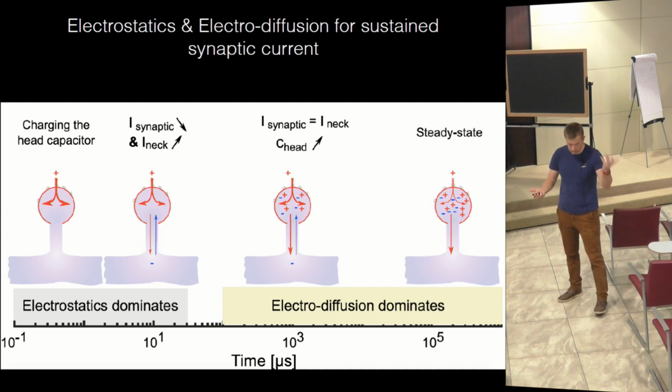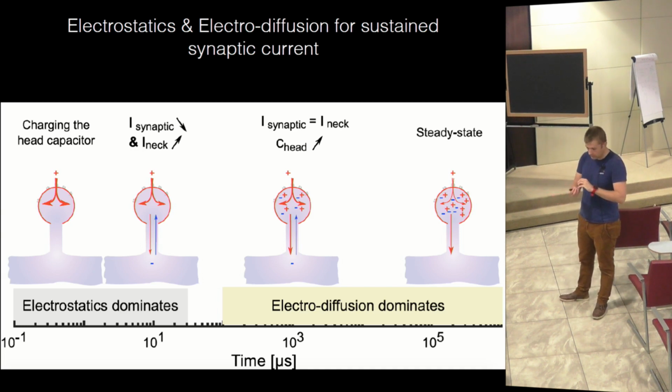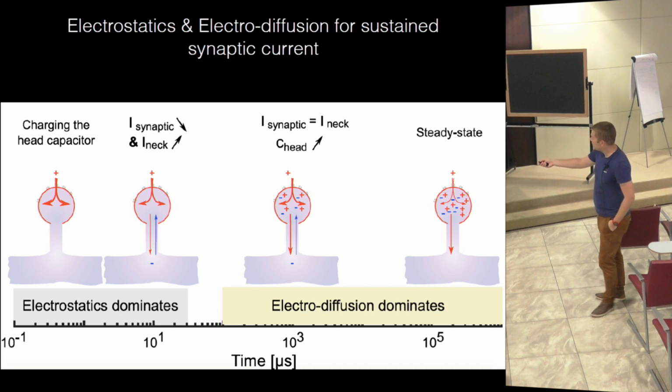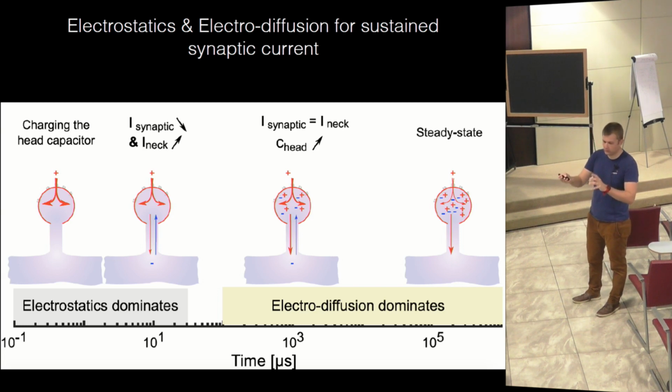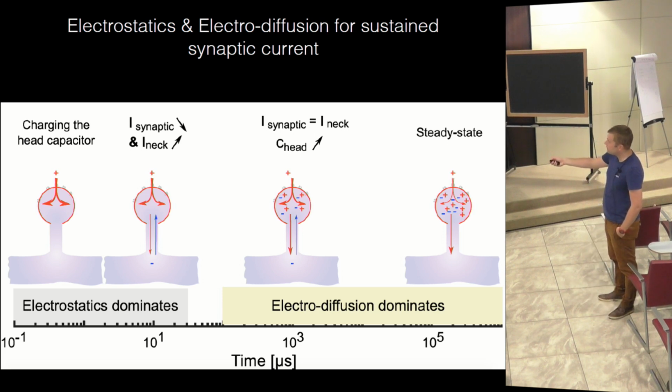And this potential, when it increases, is going to drive a current. So it establishes a current. It pushes some positive ions towards the dendrite and attracts some negative ions. And so you have this synaptic current that is going to decrease because it's proportional to the potential of the head minus the reversal potential. So if you increase the potential of the head, this synaptic current is going to decrease, and the neck current is going to increase quite fast.